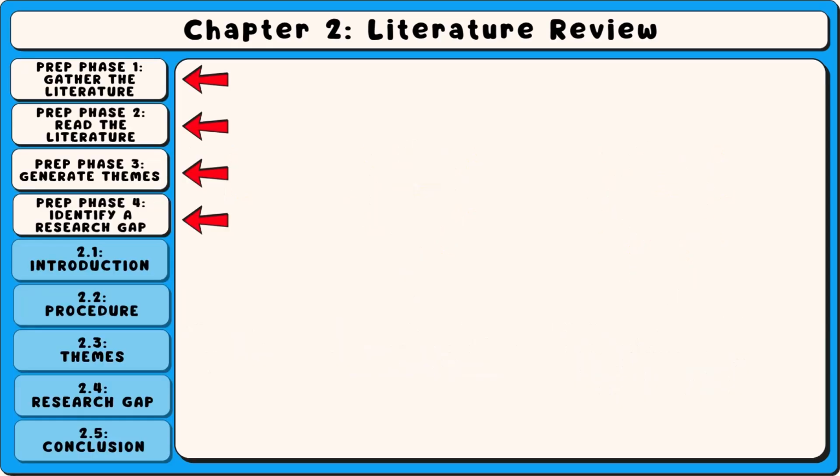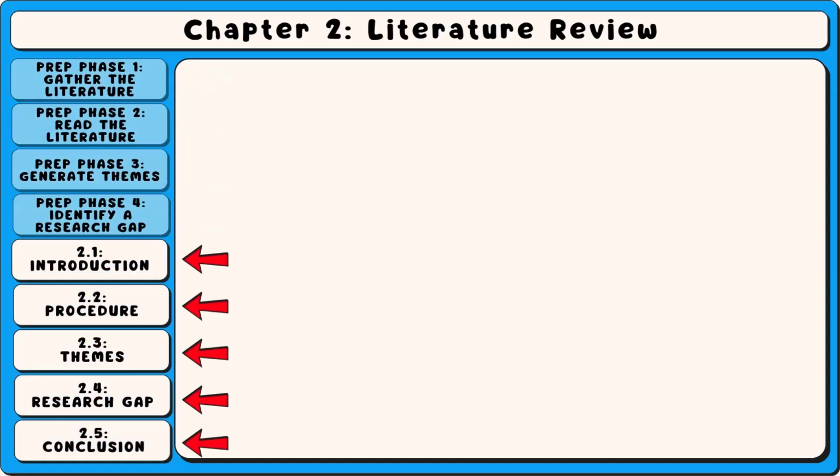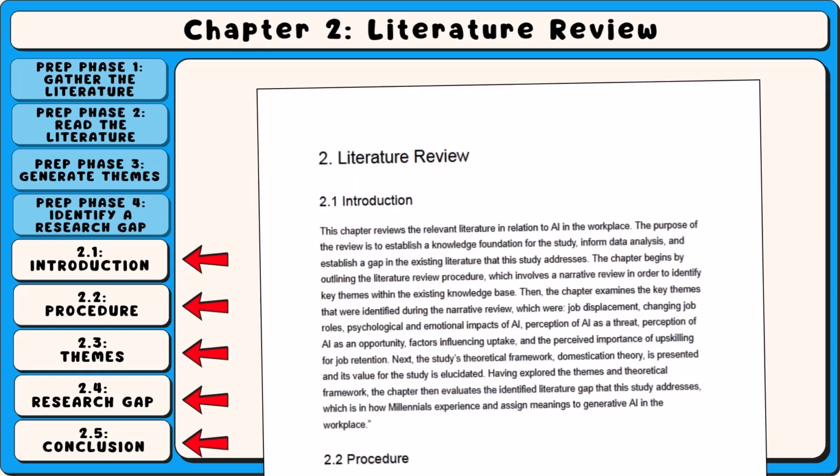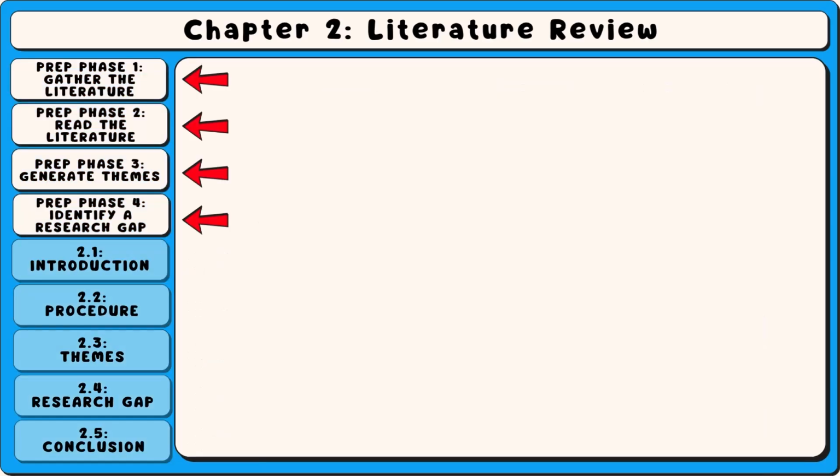There will be 2 steps for constructing your literature review. The first step involves the 4 preparation phases where you gather the literature and identify themes. The second step involves writing up the literature review. In the end, it will look something like the example on the screen. So let's start with the preparation phases. There are 4 preparation phases.